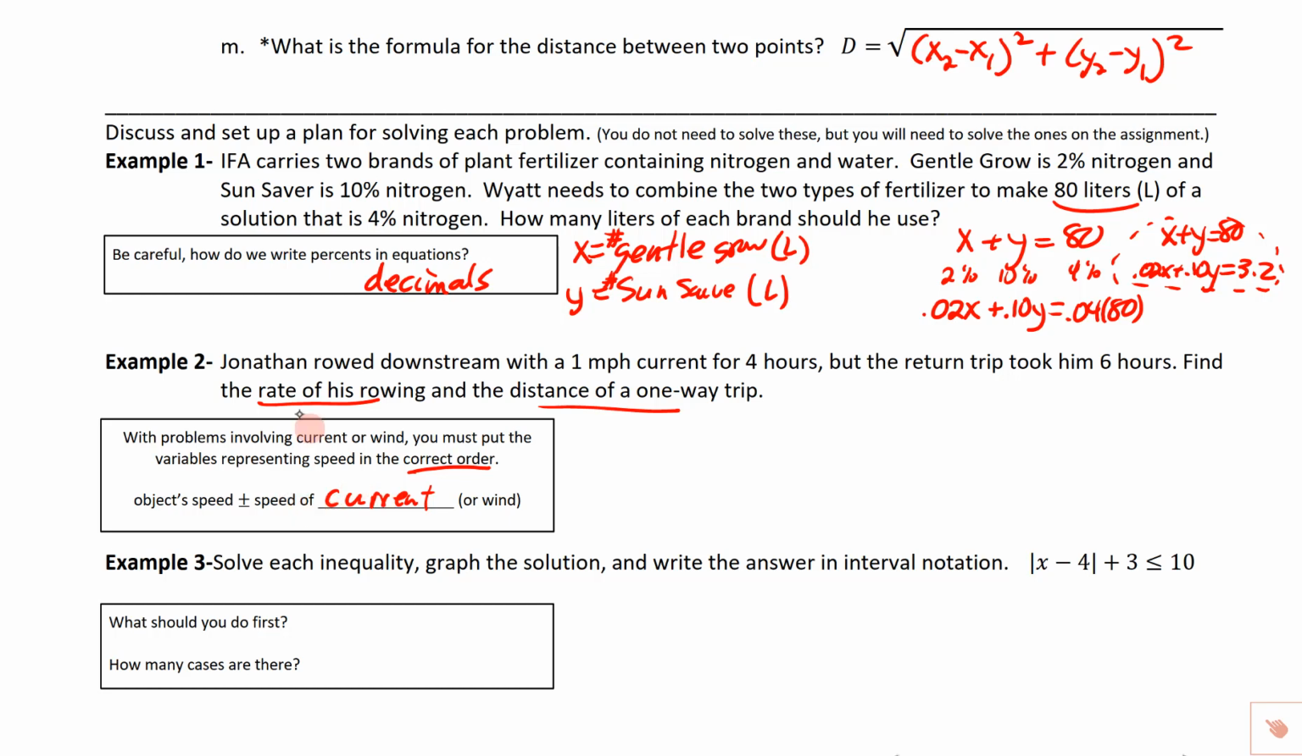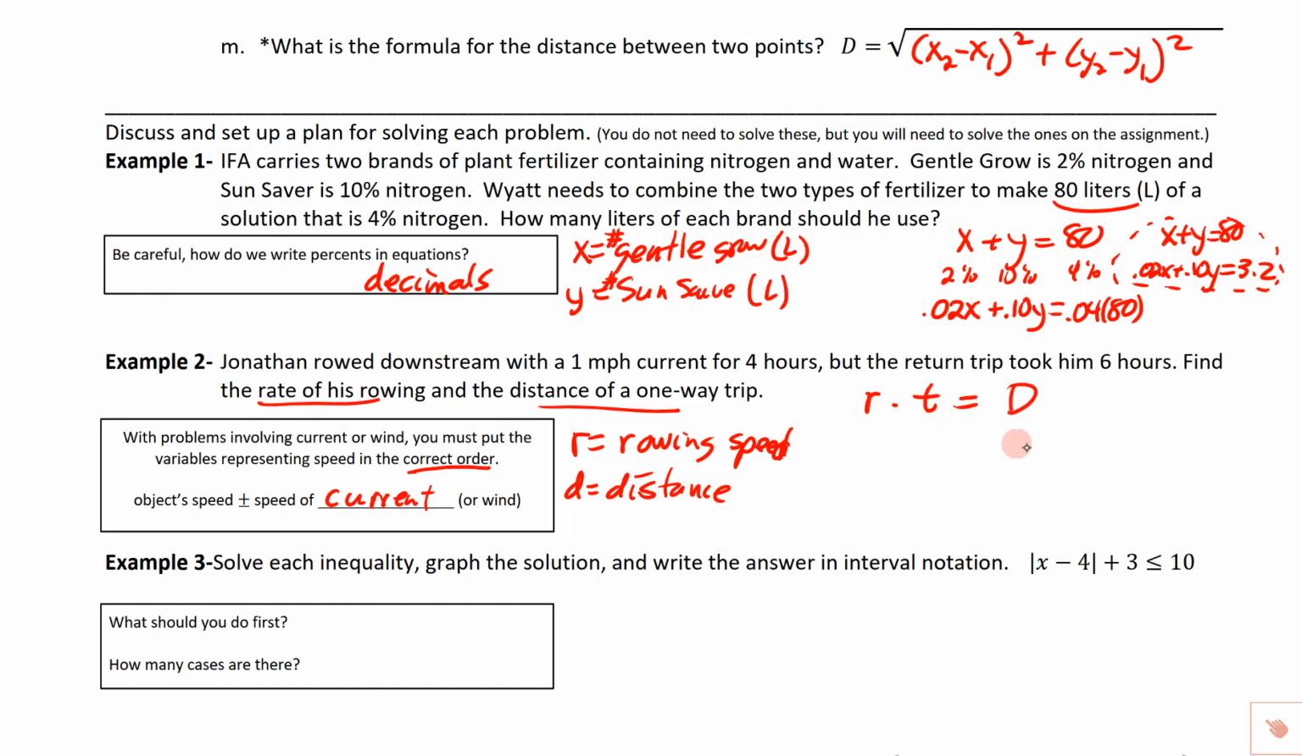So the first thing we're going to do is, it ends with a question that says, find the rate of his rowing and the distance of a one-way trip. So we're going to write this. R is the rowing, so we could say rowing speed or something like that, okay? And then D is going to be the distance. So we'll say D equals distance. Okay, so remember the formula is this, and I'm going to write it backwards for a reason. It's going to be rate times time equals the distance.